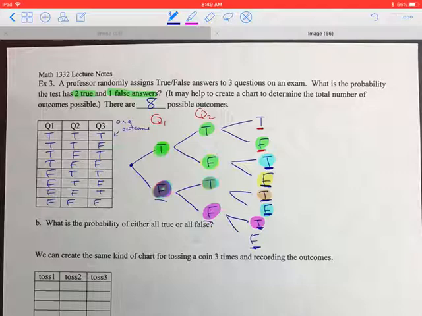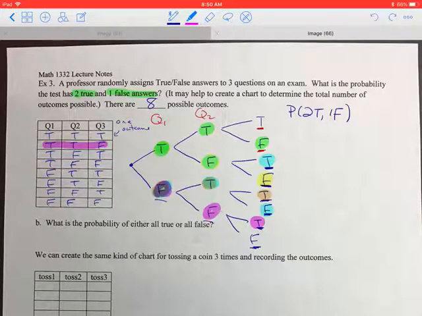So we were asked, what is the probability of 2 true and 1 false? All right, so I'm going to highlight these and then I'll go back and erase them in a minute. So 2 true and 1 false. There's 1. There's 2. There's 3. All right, so I see 3 that are 2 true and 1 false out of 8 possible outcomes.